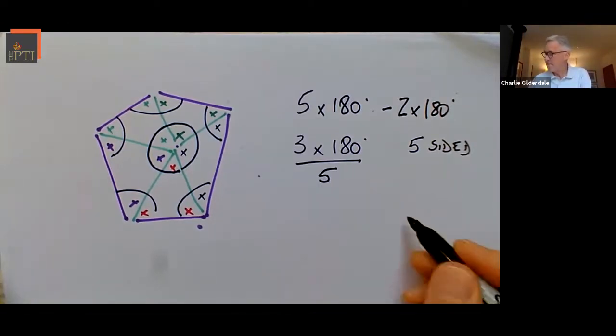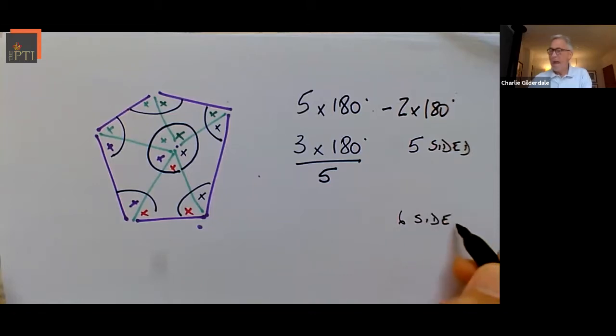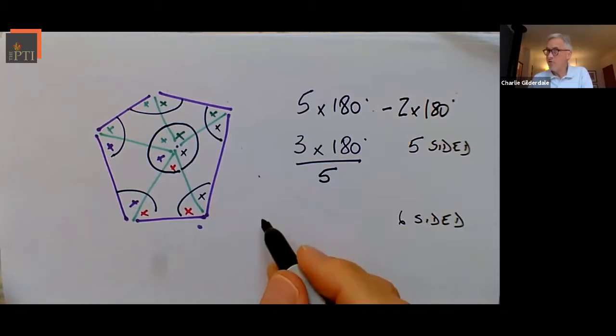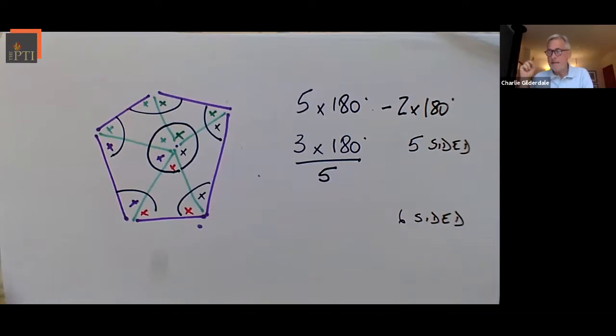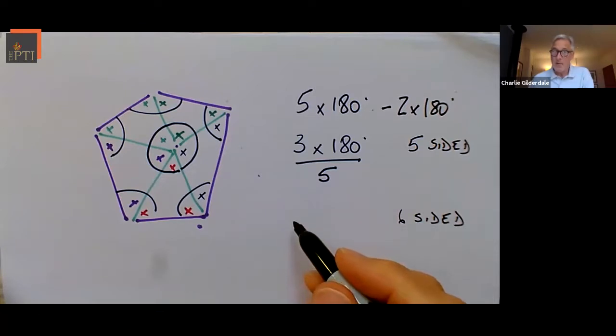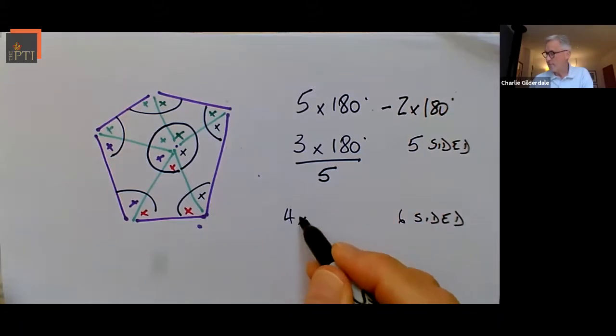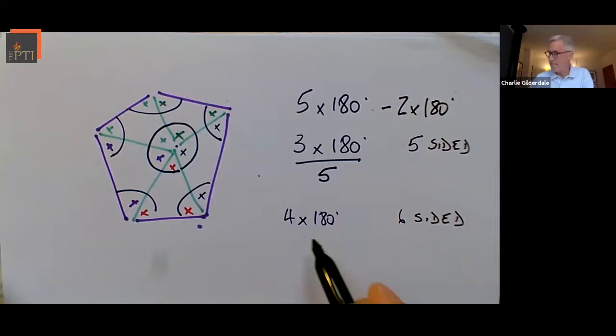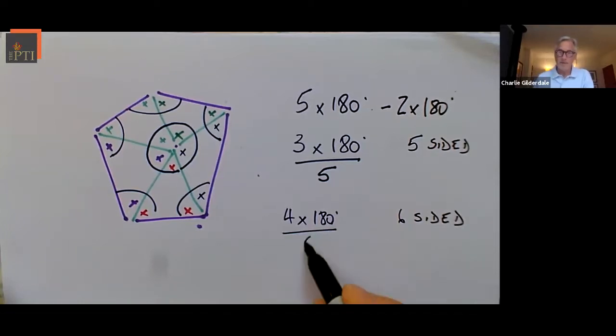And if I had a 6-sided polygon, I would have been able to split my hexagon into 6 triangles. I would have had 6 lots of 180 degrees minus the angles in the center. So I would have ended up with 6 180s minus 360 or minus 2 180s. And so I would have ended up with 4 lots of 180 degrees. And if all the angles were the same, then I'd divide by 6.